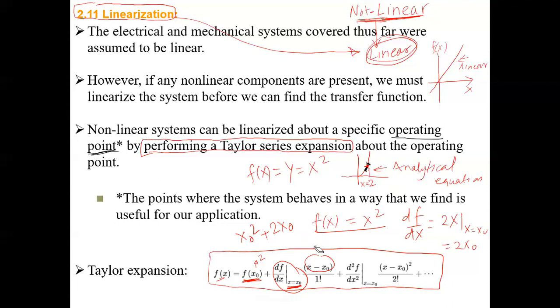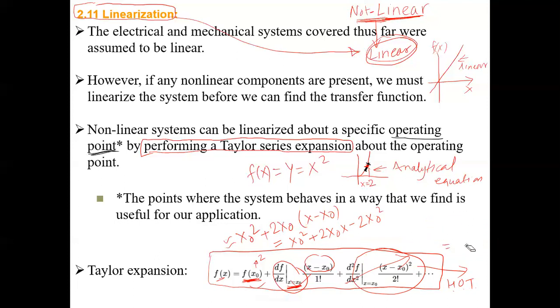x minus 2. Oh, x minus x0, let's put it x minus x0, for now. I'll put that x0 equals 2 finally. So how do you simplify this? Remember, we just take these two terms because we want to linearize it. You ignore the higher order term. So here x0 squared plus, help me here, 2x0(x minus x0) which is 2x0x minus 2x0 squared.